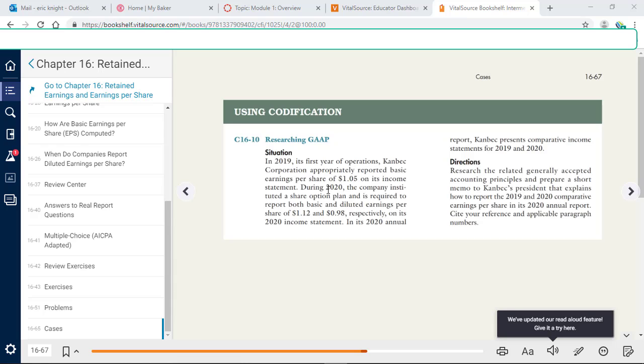Then understand that this is a reporting issue. In 1 year, they reported one way, and another year they report another way. And the next year they have to report a different way. Now they have to do comparative statements. So now they have comparative statements where different years are reported differently. What are they supposed to do? And that's kind of the issue that we run into here.